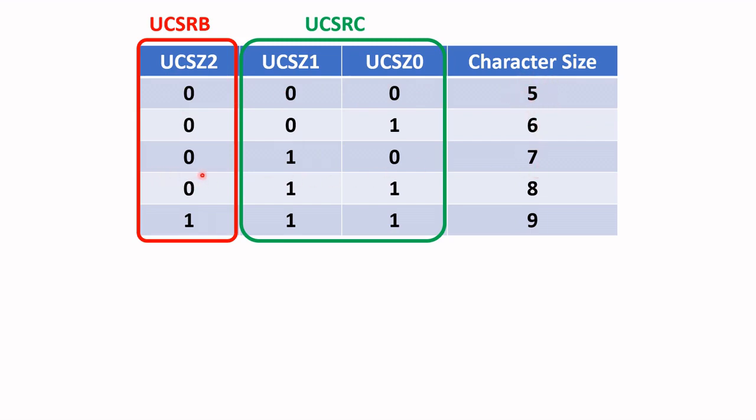Now, in our demonstration in this video, we'll be using a character size of 8. So the combination would be UCSZ0 a 1, UCSZ1 a 1, and UCSZ2 a 0. This combination here will give us a character size of 8 bits.